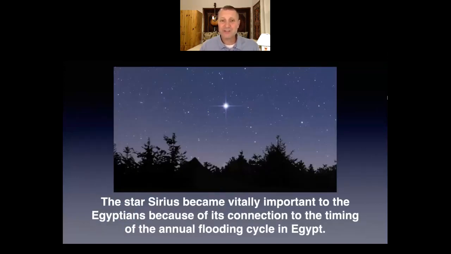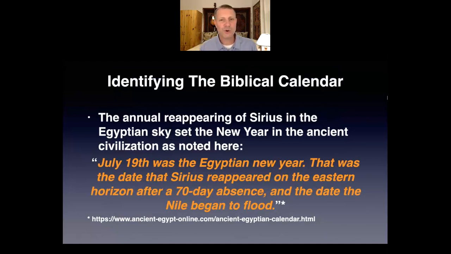Now the star Sirius became vitally important to the Egyptians because of its connection to the timing of the annual flooding cycle in Egypt. The annual reappearing of the star Sirius in the Egyptian sky set the new year in the ancient civilization, as noted here. Quote, "July 19th was the Egyptian New Year. This was the date that Sirius reappeared on the eastern horizon after a 70-day absence, and the date that the Nile began to flood."